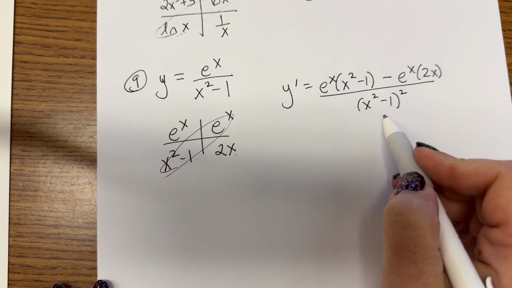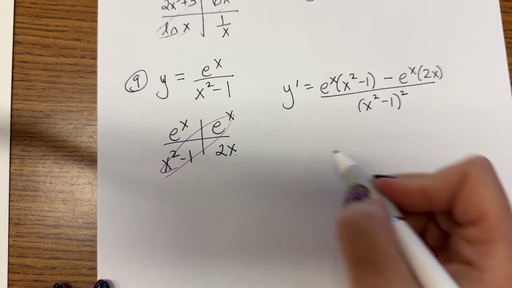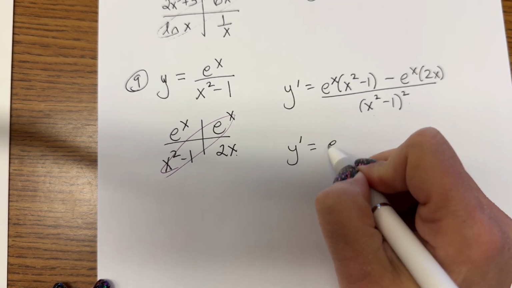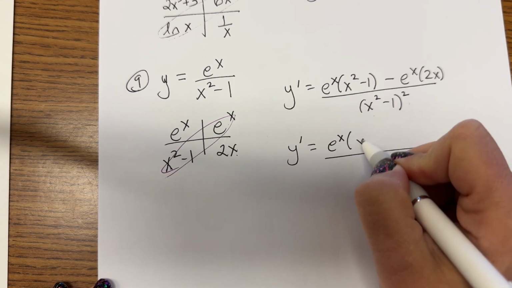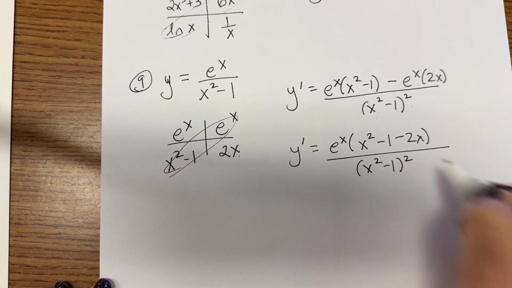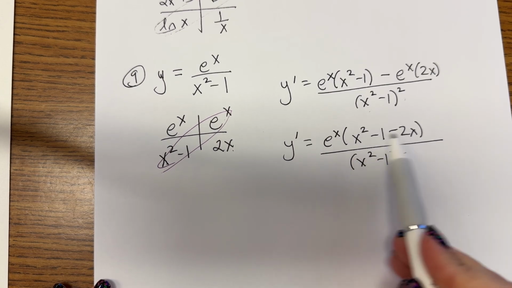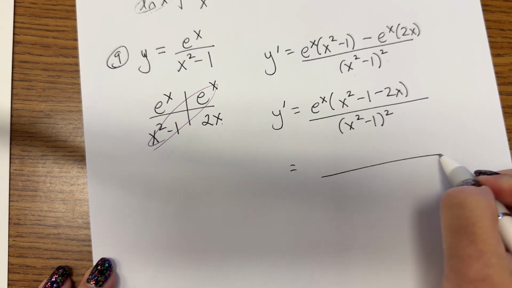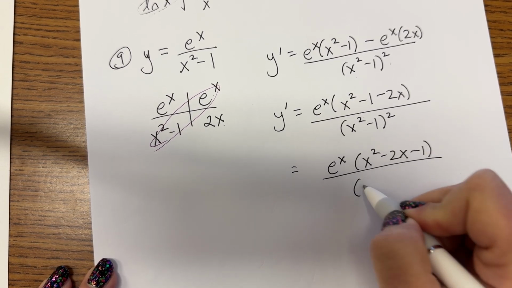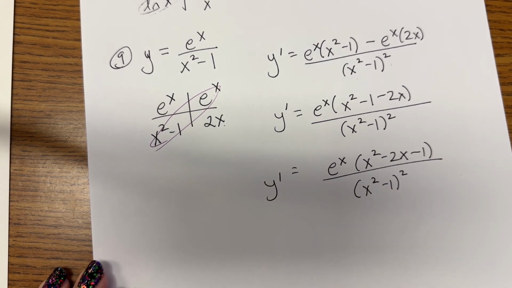You can leave your denominator when it's a binomial as that binomial squared. You do not have to multiply that out. I notice in the numerator, I can factor out an e to the x. This could be your final answer. The quadratic that remains here, I think it just would look a lot nicer if it was in standard form. And so this would be my final answer.